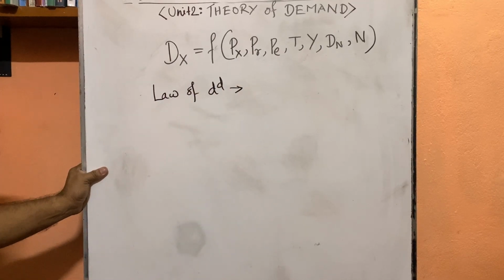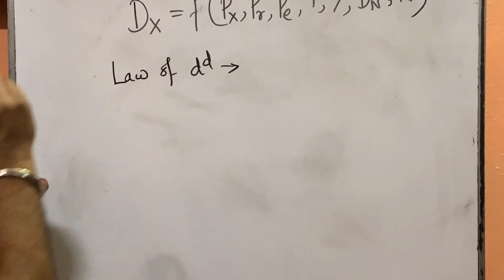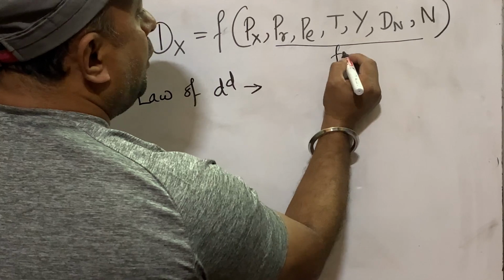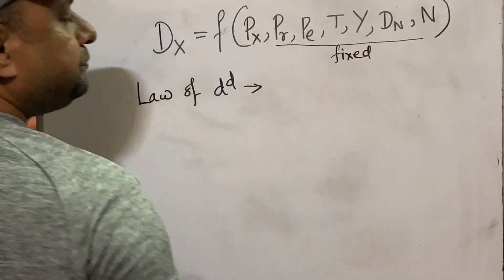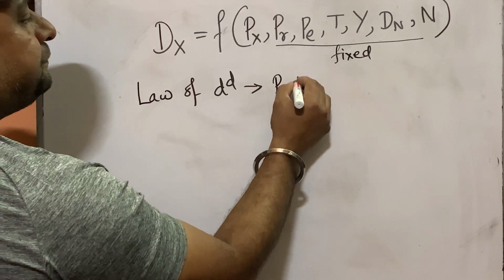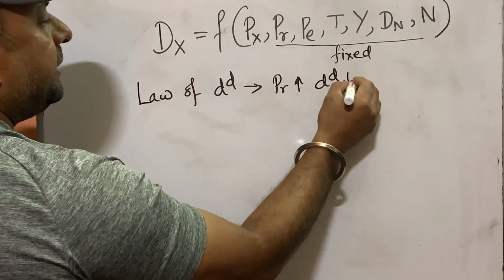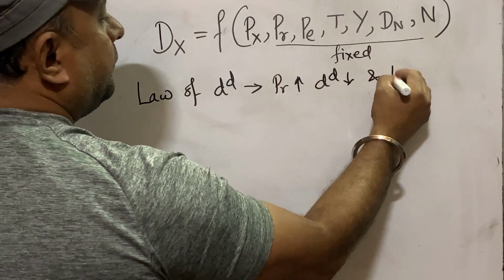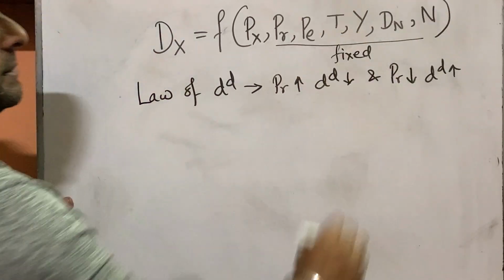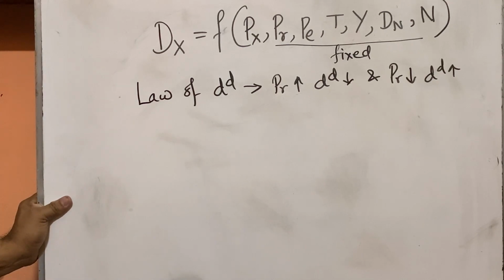Law of demand indicates what? When the other factors are fixed, meaning everything except price, now with the rise in the price of a good, demand decreases, and with the fall in the price of a good, demand rises. This is the law of demand.